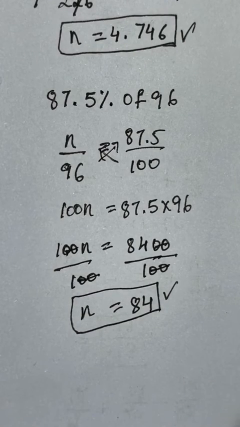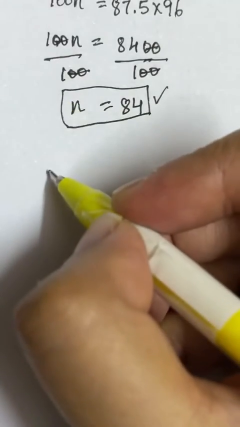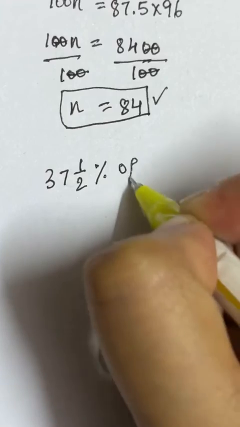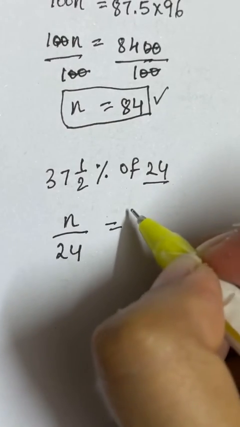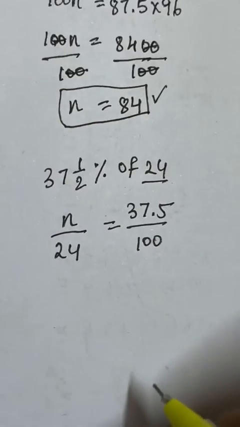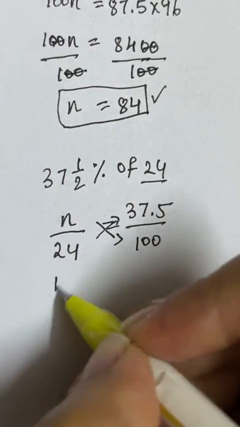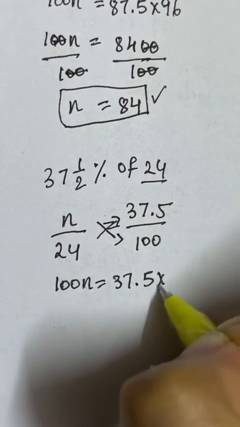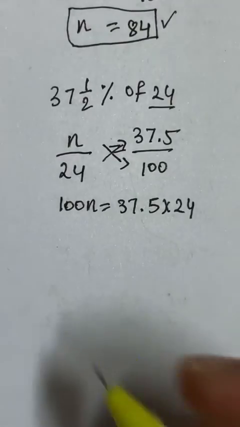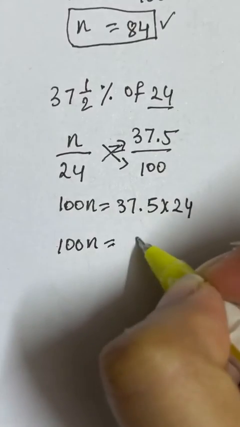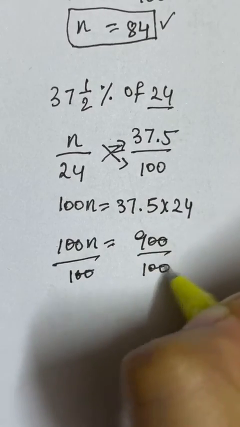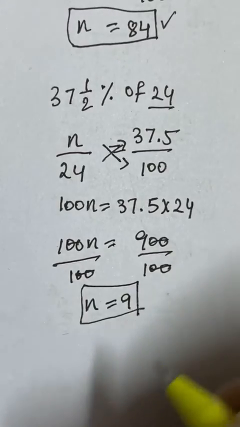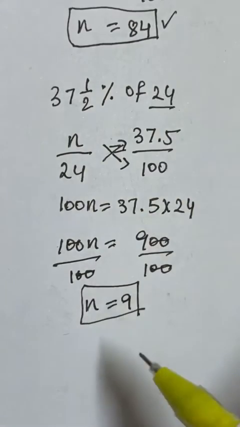All right, if you want to try, you can try out some examples on this. For one last example, I'm going to give you 37.5% of 24. You can use part is n over whole is 24, is equal to 37.5 out of 100. Now just cross multiply things. As I told you, 100n is equal to 37.5 times 24. And what is 37.5 times 24? It's simply 900. 100n is equal to 900. Divide both sides by 100 to isolate n. So cross out the zeros, and you're left with n is equal to 9. So the answer, 37.5% of 24 is 9.